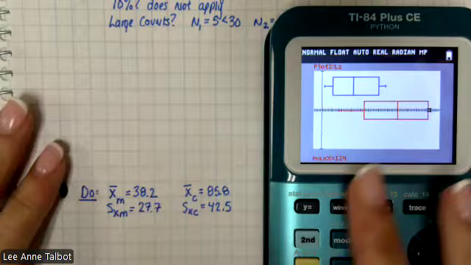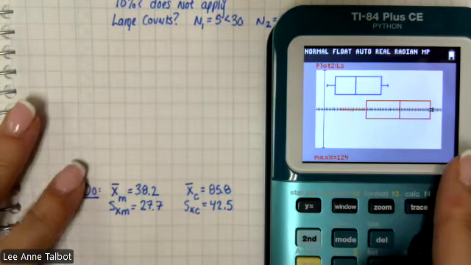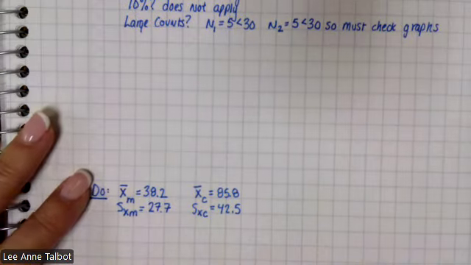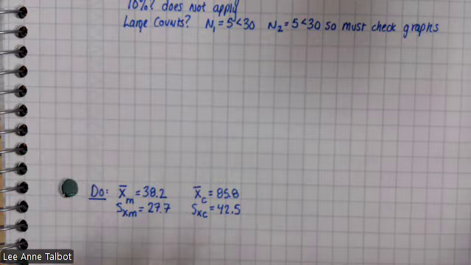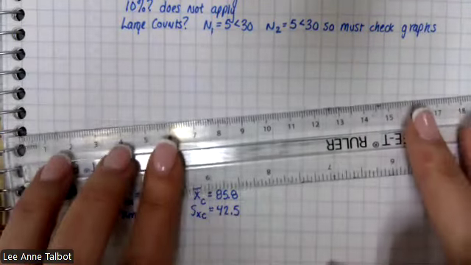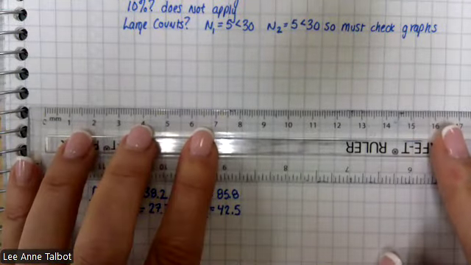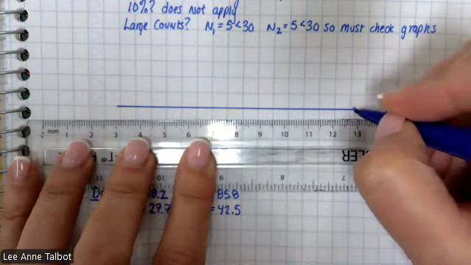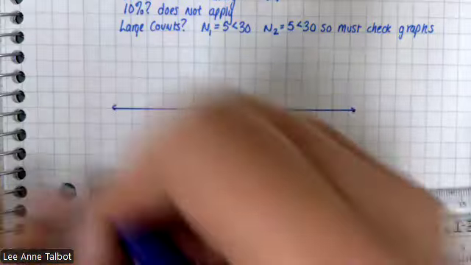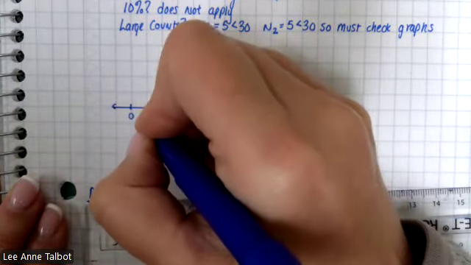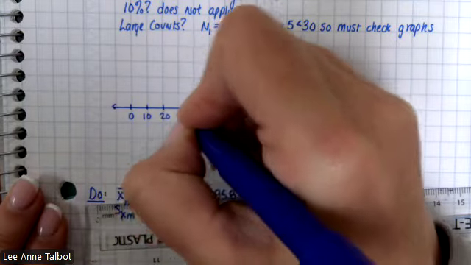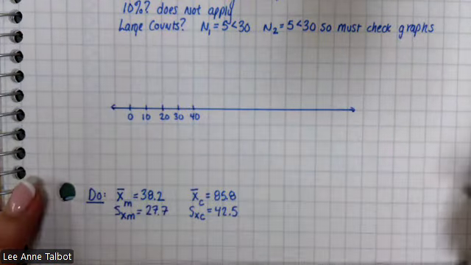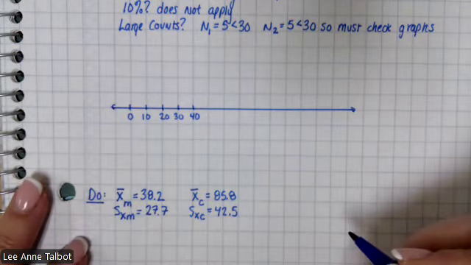So I'm going to make my x-axis go from 0 to 130 by tens. I think I left too much room, but that's not a bad thing.